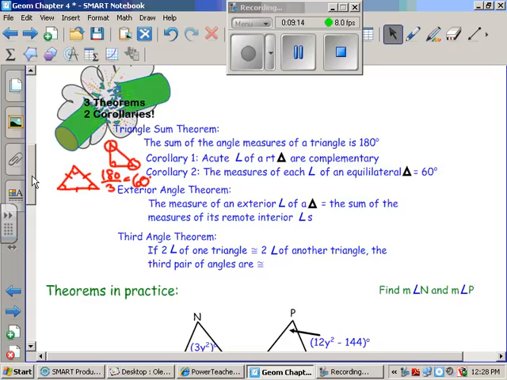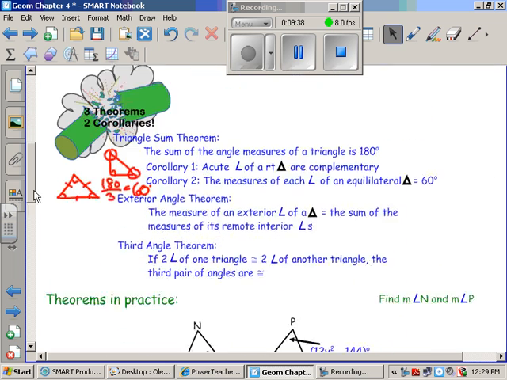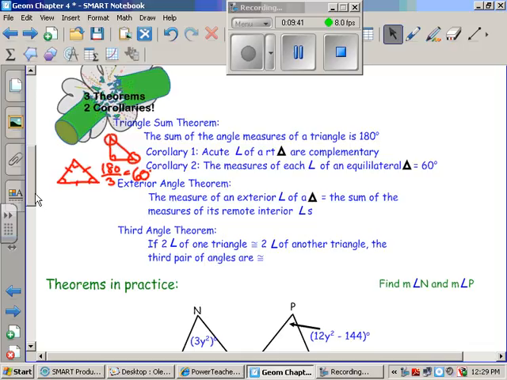Then the next theorem is the exterior angle theorem, which kind of sounds like gobbledygook for a second, but I'll explain it. We'll show a picture and it makes it clearer. It says the measure of an exterior angle of a triangle is equal to the sum of the measures of its remote interior angles. Okay, which makes sense if you think about it. Do you want to take a second to copy that down before I move it? The measure of an exterior angle of a triangle is equal to the sum of the measures of its remote interior angles.